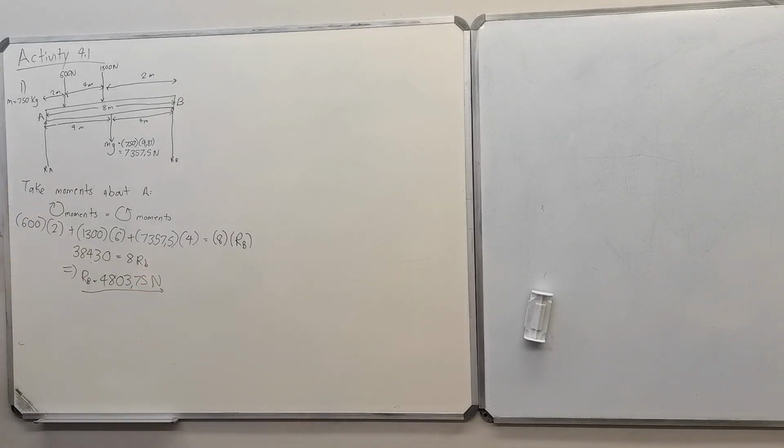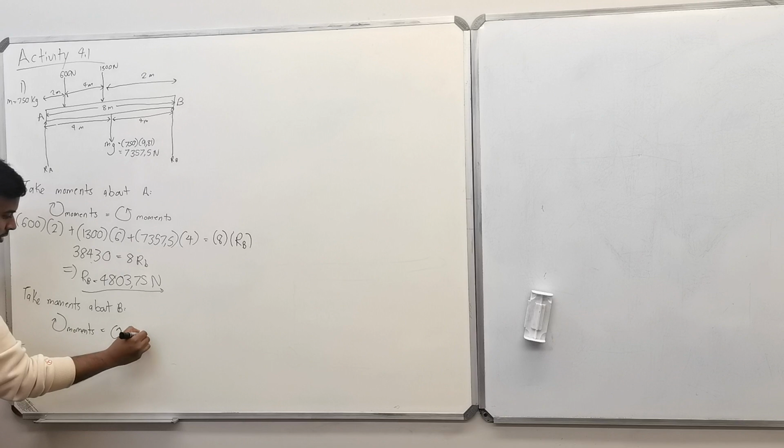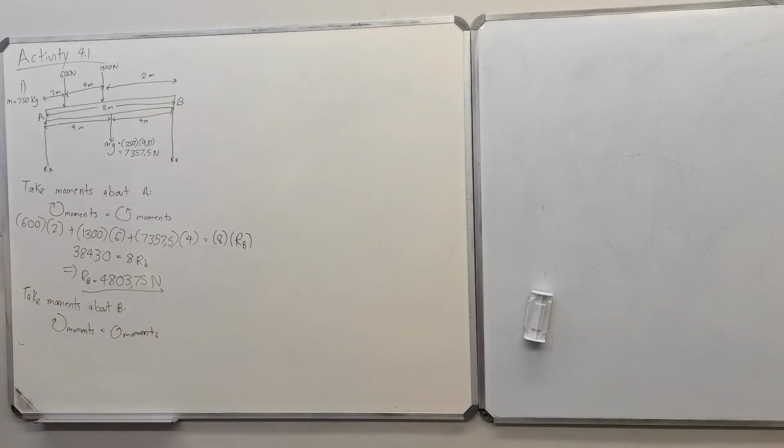So what we need to do next is take the moments about B. Okay? So you say take the moments about B. You write the same thing again. Clockwise moments is equal to anti-clockwise moments. Now we're looking at the moments about B. So what will cause the other end to move in a clockwise motion, is it your upwards force or your downwards force? Upwards force.